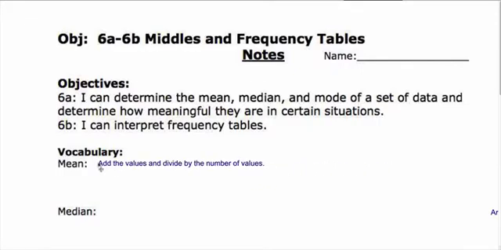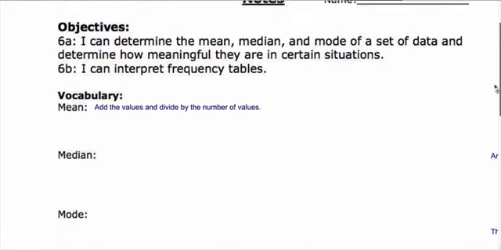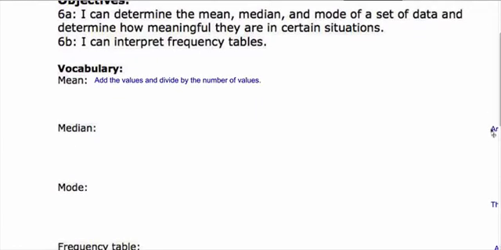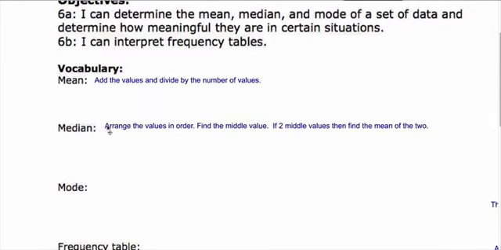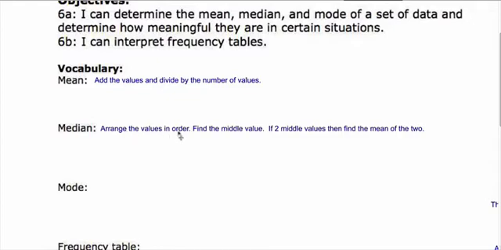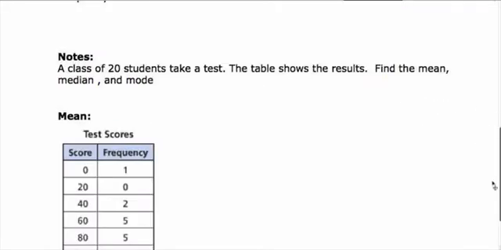So first, what is the mean? The mean is when you add the values and divide by the number of values. Make sure you're pausing in between to write these down. The median, to find the median, you're going to arrange the values in order, find the middle value. If two middle values, then find the mean of the two. And we'll take a look at that in just a little bit. And then the mode is the number that occurs the most often.